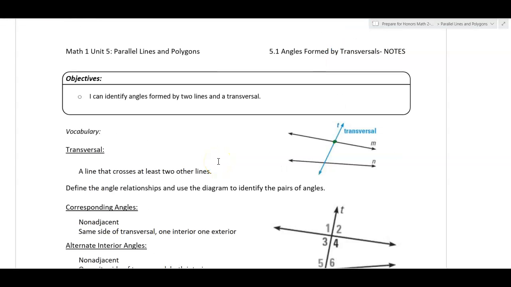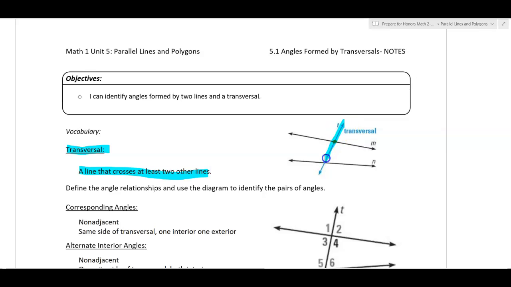Hello everyone. This lesson's on the beginning stages of a section in geometry that's very important in mathematics, on transversals and eventually parallel lines. First, we want to define what a transversal is. A transversal is basically a line that crosses at least two other lines.